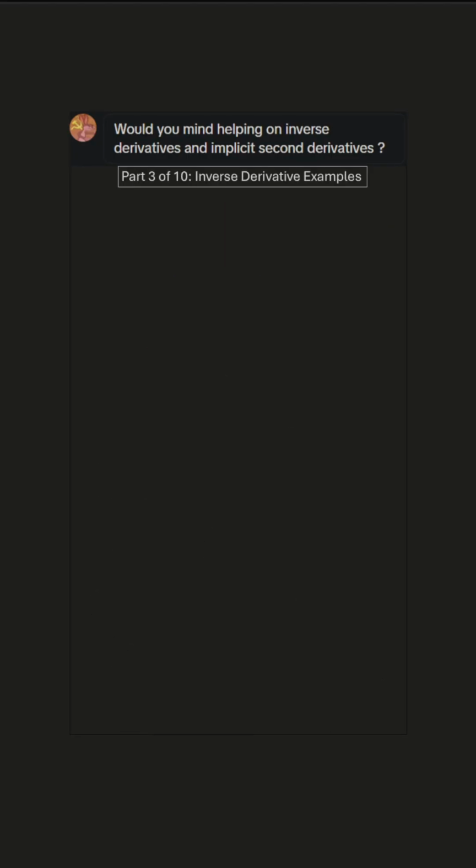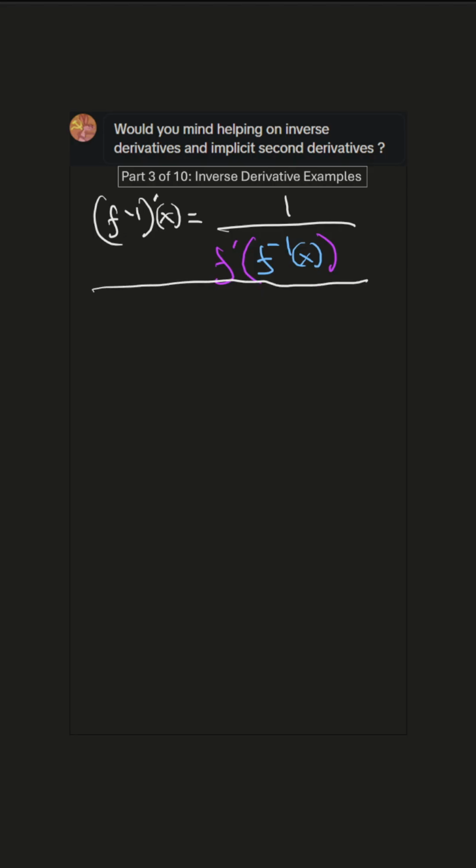Last time we found that if two functions undo each other, so they're inverses, then their slopes are reciprocals at matching points. And that rule, or formula, was this. f inverse prime of x equals 1 over, on the inside we just take f inverse of x, and then we take f prime of that.